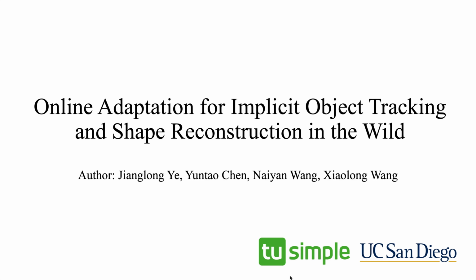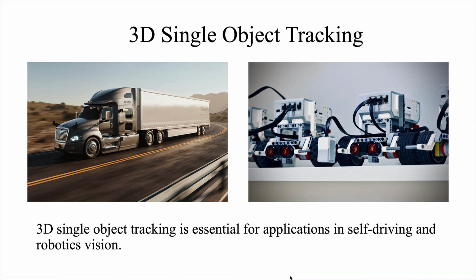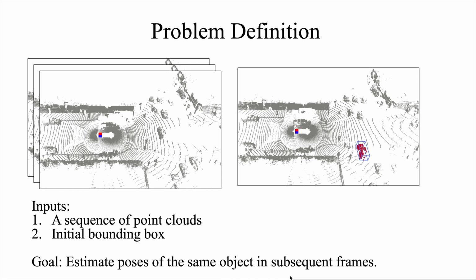It's my great pleasure to represent my co-authors and introduce our recent work, which is titled Adaptation for Implicit Object Tracking and Shape Reconstruction in the Wild. 3D single object tracking is essential for applications in self-driving and robotic vision.